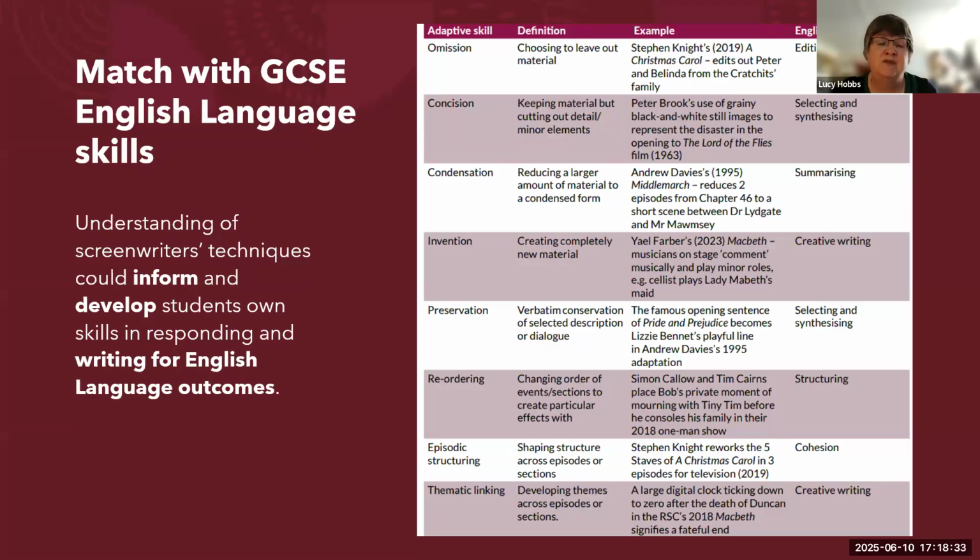So, for example, on that left-hand column, we've got concision and selection and condensing material. And obviously all of that would feed into the summarizing task that students have to do in paper 2 for both AQA and Edexcel. The structuring, invention, and thematic linking are all important elements of creative writing that students would have to do in their English language task for paper 1, the story writing or responding to the image.